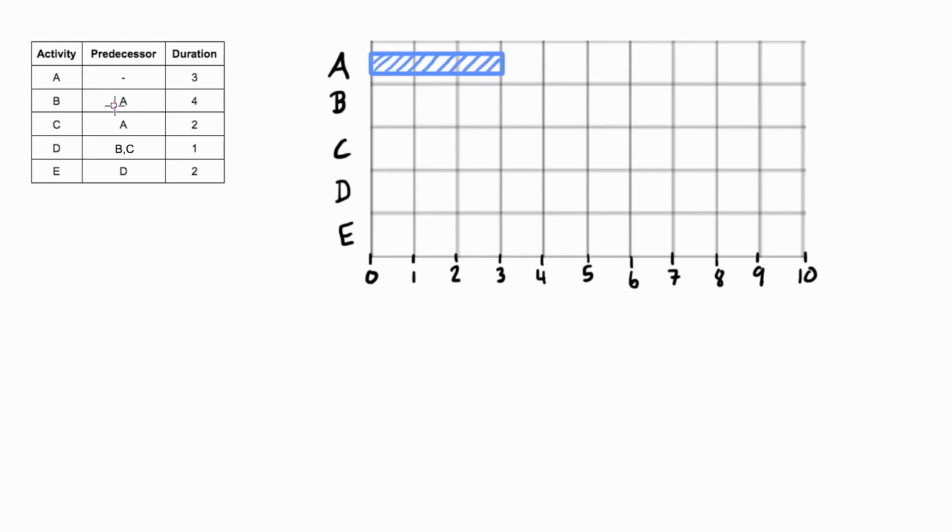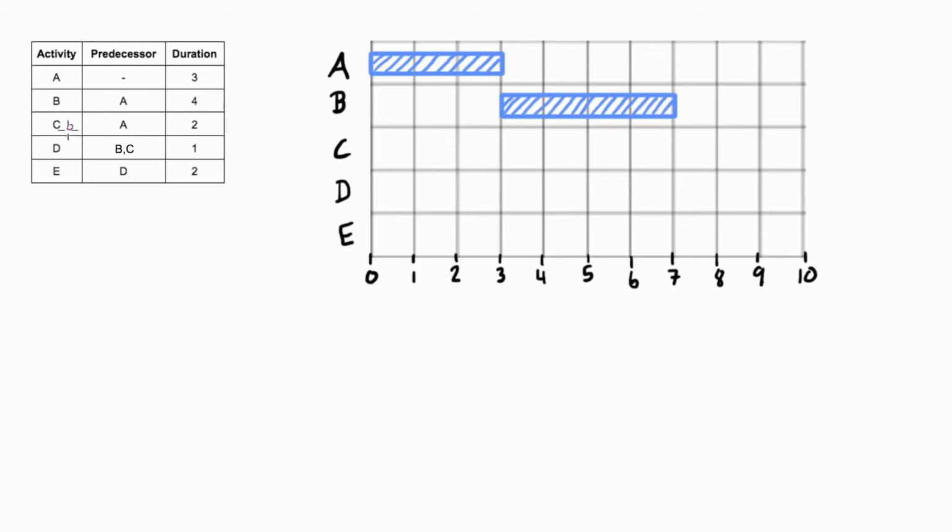Now you would look back at the table of dependencies and say, okay, activity B depends on activity A and it's 4 days long. So I'm going to start where activity A picked up, and I'm going to count out 1, 2, 3, 4. And so far so good. We have a 4-day activity that takes up 4 days.